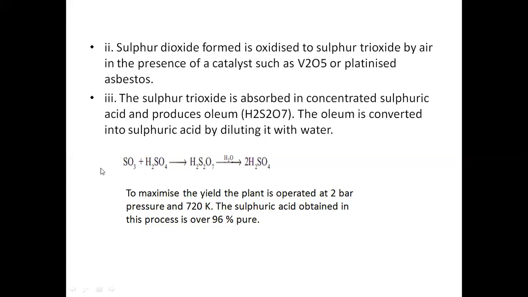To maximize the product, the plant is operated at 2 bar pressure and 720 Kelvin. The sulfuric acid obtained in this process is 96% pure.